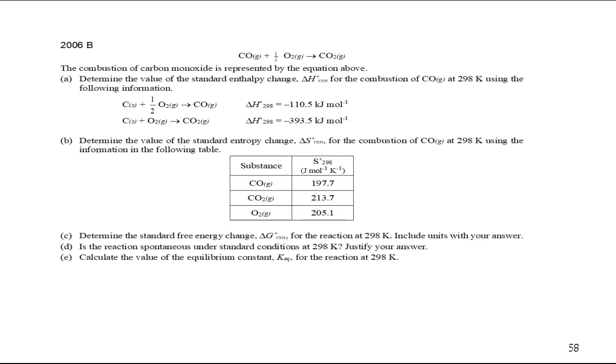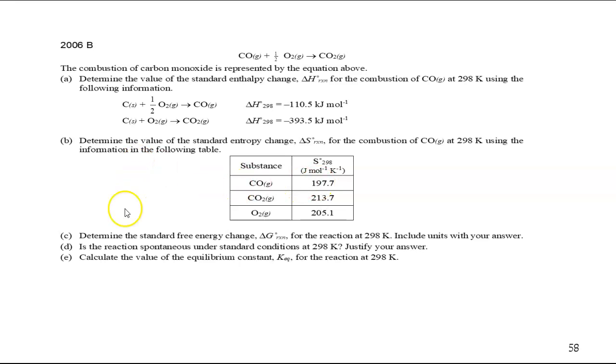Letter B, determine the value of the standard entropy change. Here we have some standard entropies for products and reactants. So let's do products minus reactants. Everything's a gas here, so we've got 198, call it, minus 213. That's a little negative. Minus another 102, since it's only about half of that. And so I think we'll be negative overall.